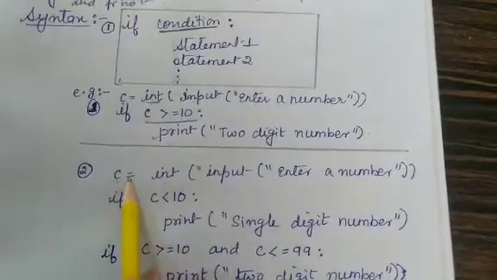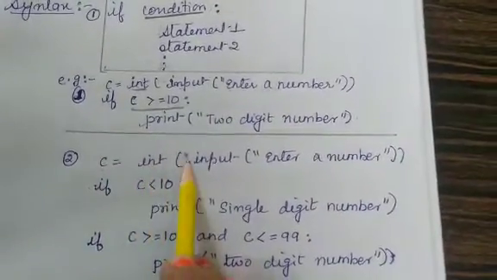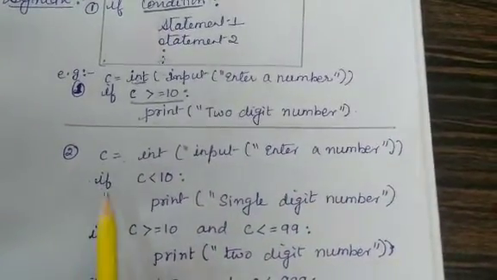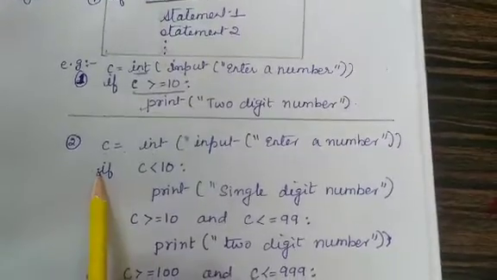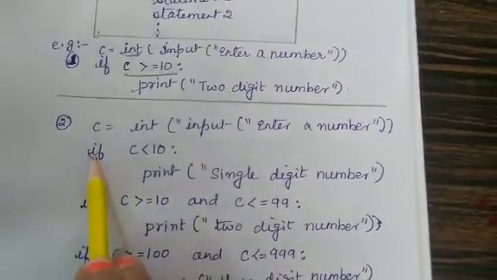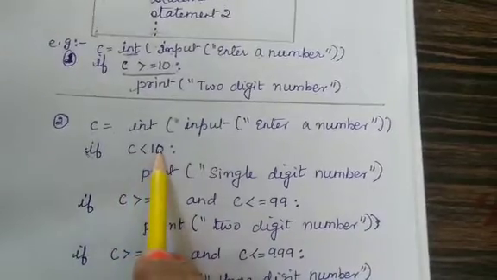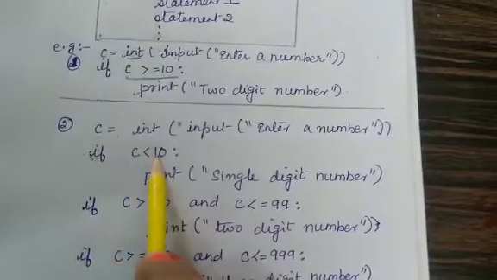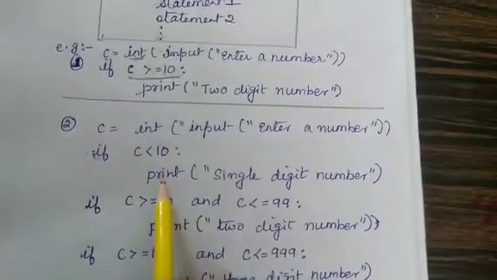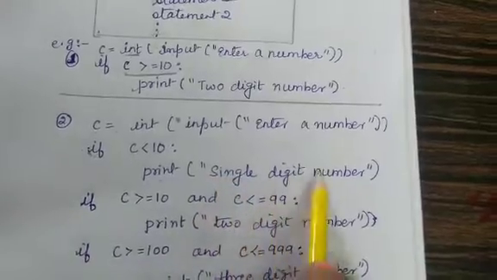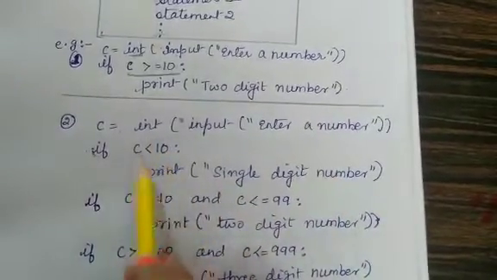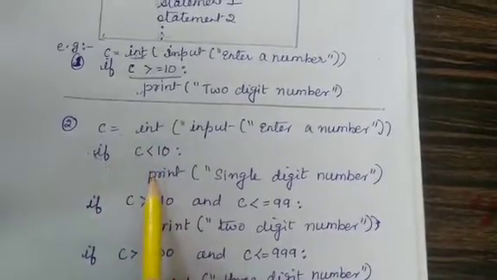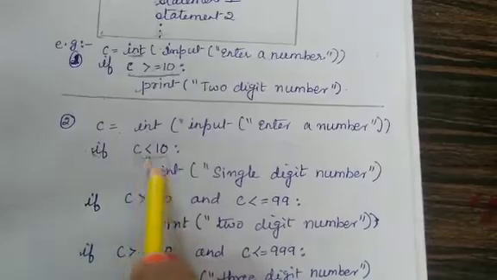Now another example. If you write c = int(input("Enter a number")), you can use multiple if statements. They all will be checked one by one. The first condition is c less than 10. If the value of c entered by the user is less than 10, this condition will be satisfied, that is, it will be true. Then in that case it will print this statement, single digit number. If the condition is false, it will not print this, because this is part of the if which will execute only if the given condition is true.